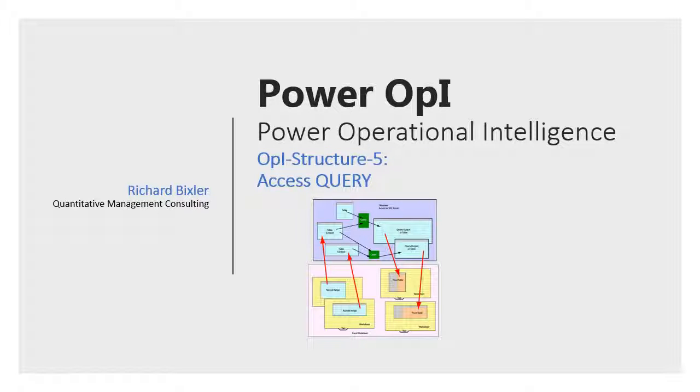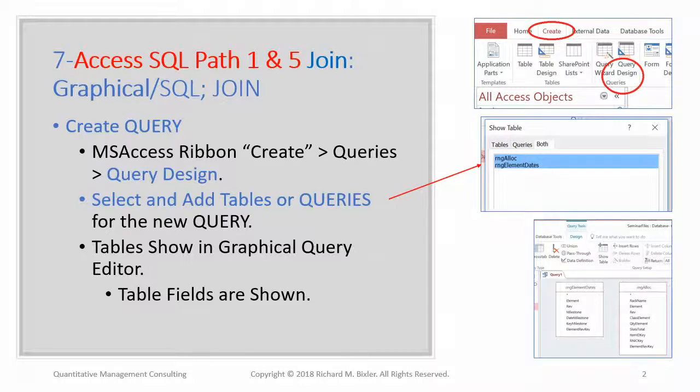This is OPI Structure Part 5, Access Query. Building a query in Microsoft Access. We're using the Access Graphical Query Editor in this example.